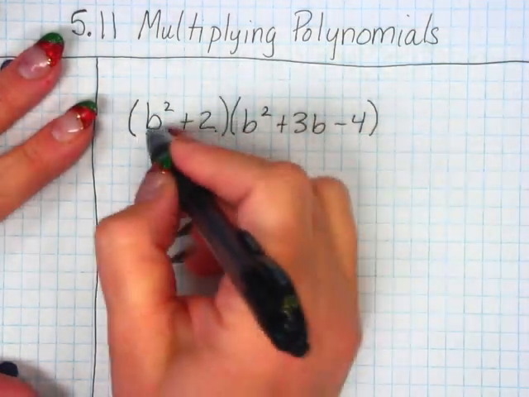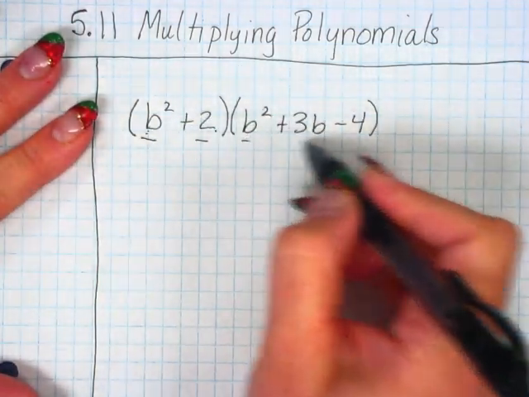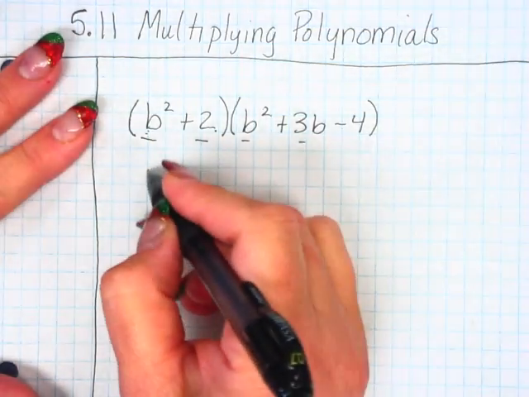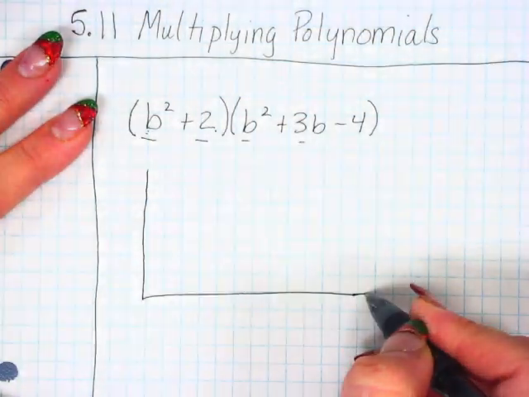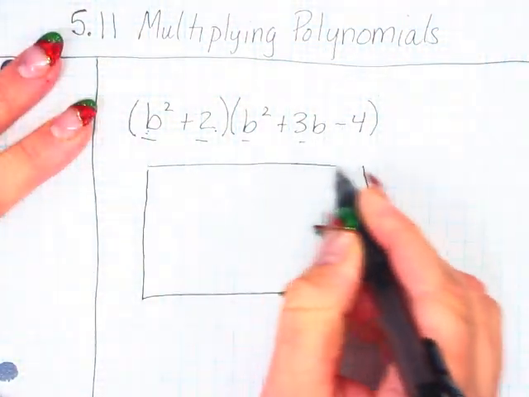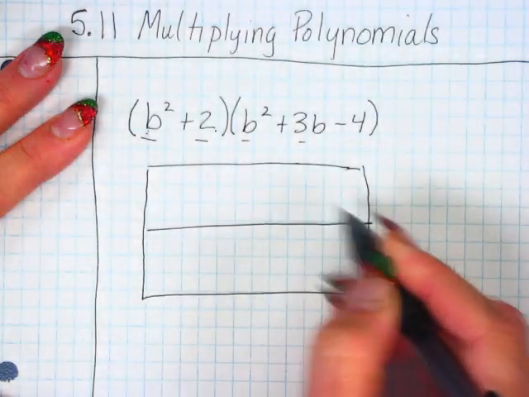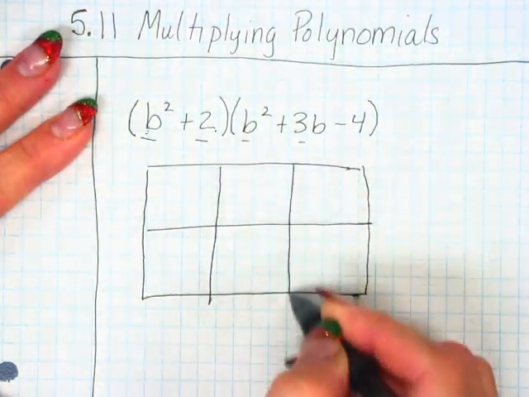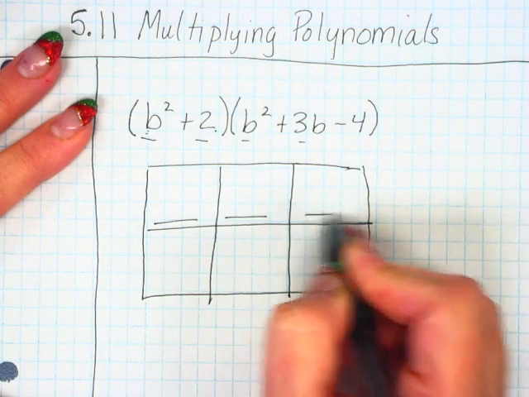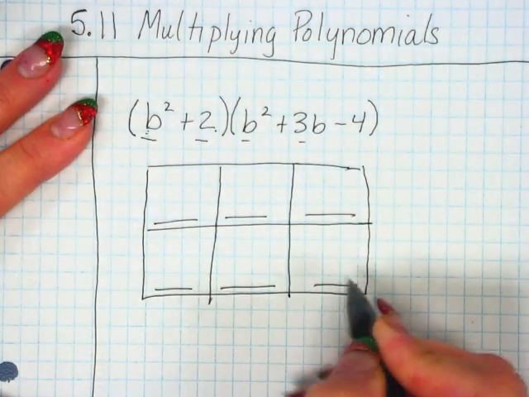I have 2 terms and 3 terms. So that means I need to make a box that has 2 and a 3. So I'm making my skeleton in my box.